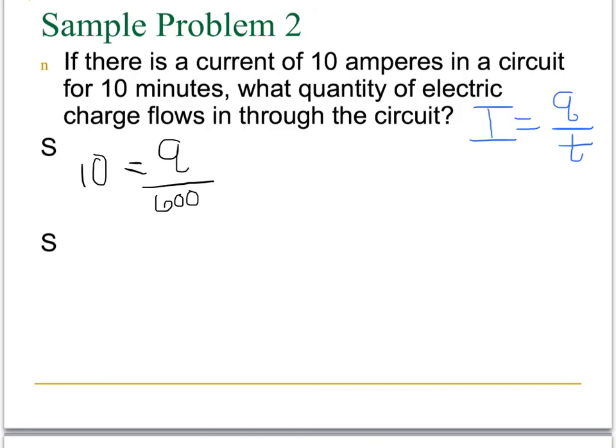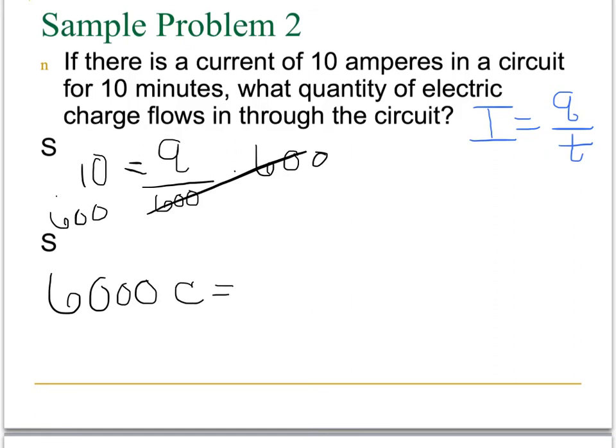To solve this equation, the first thing we have to do is multiply both sides by 600 to get rid of our fraction. 600 times 10 equals 6,000 coulombs of charge.